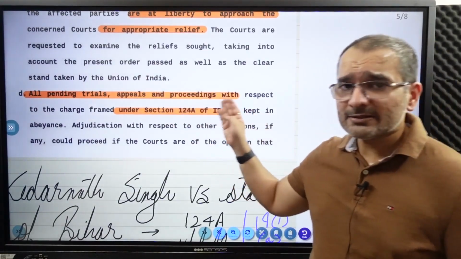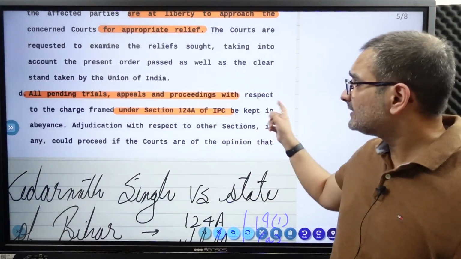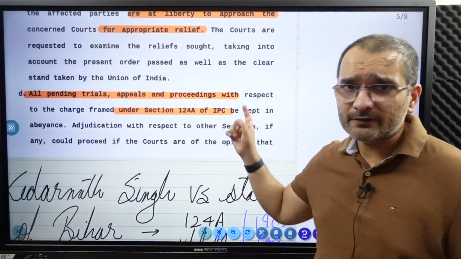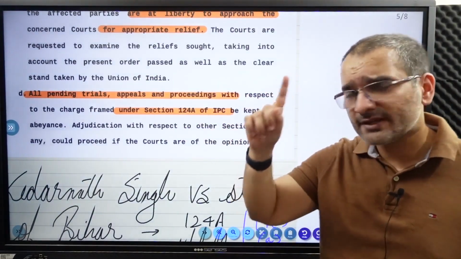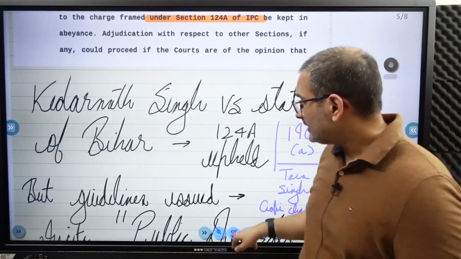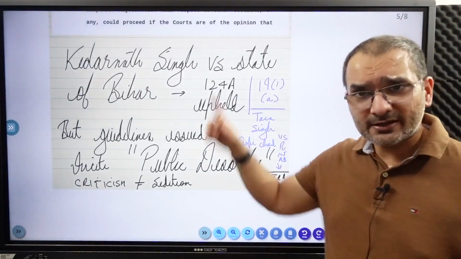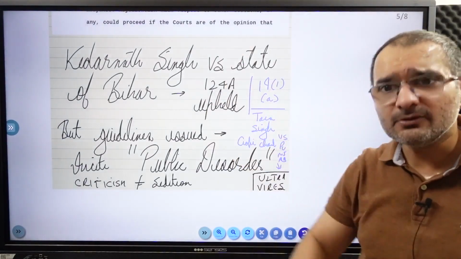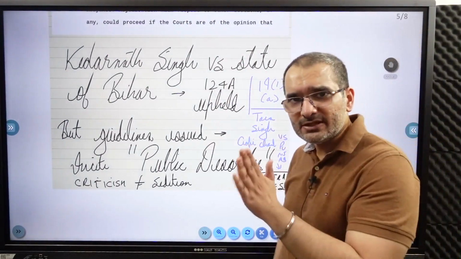But all pending trials, appeals and proceedings, they have said with respect to the charge framed under 124A, where will the charge be framed? In the charge sheet in CrPC, be kept in abeyance, that is, suspend it. Then more MCQs can be extracted. Now this was pretty much one MCQ that is usually CLAT PG level, alright.